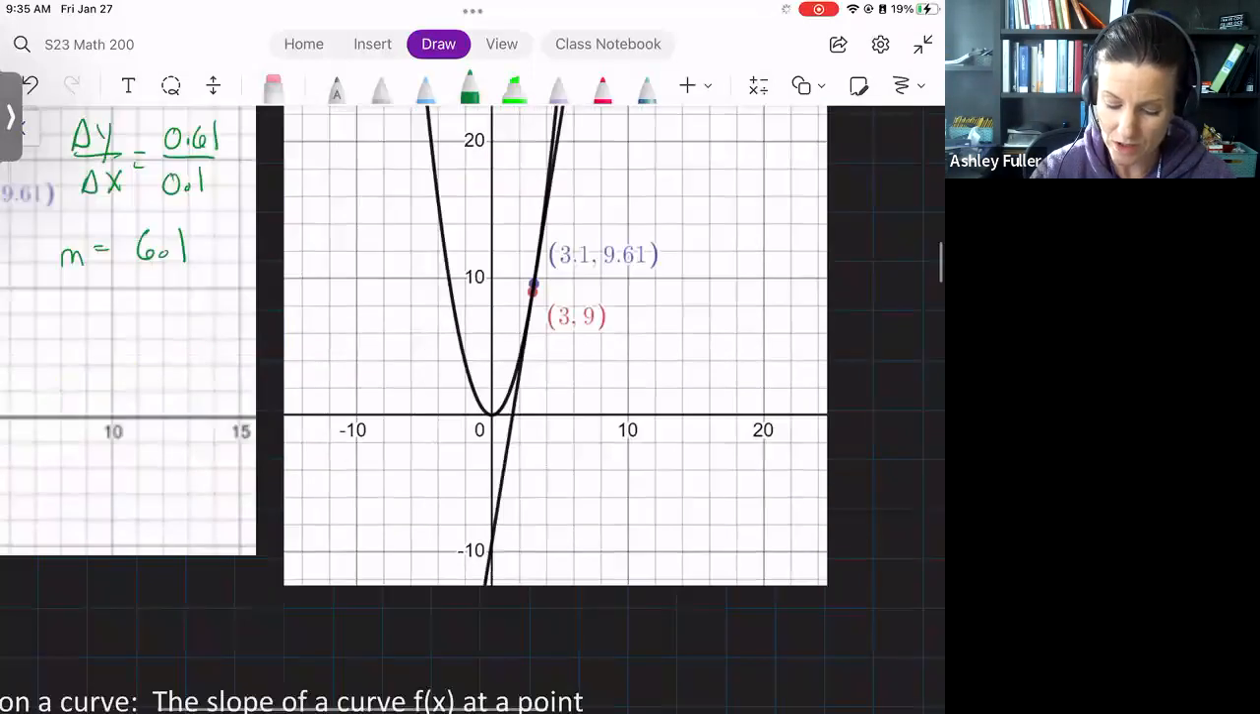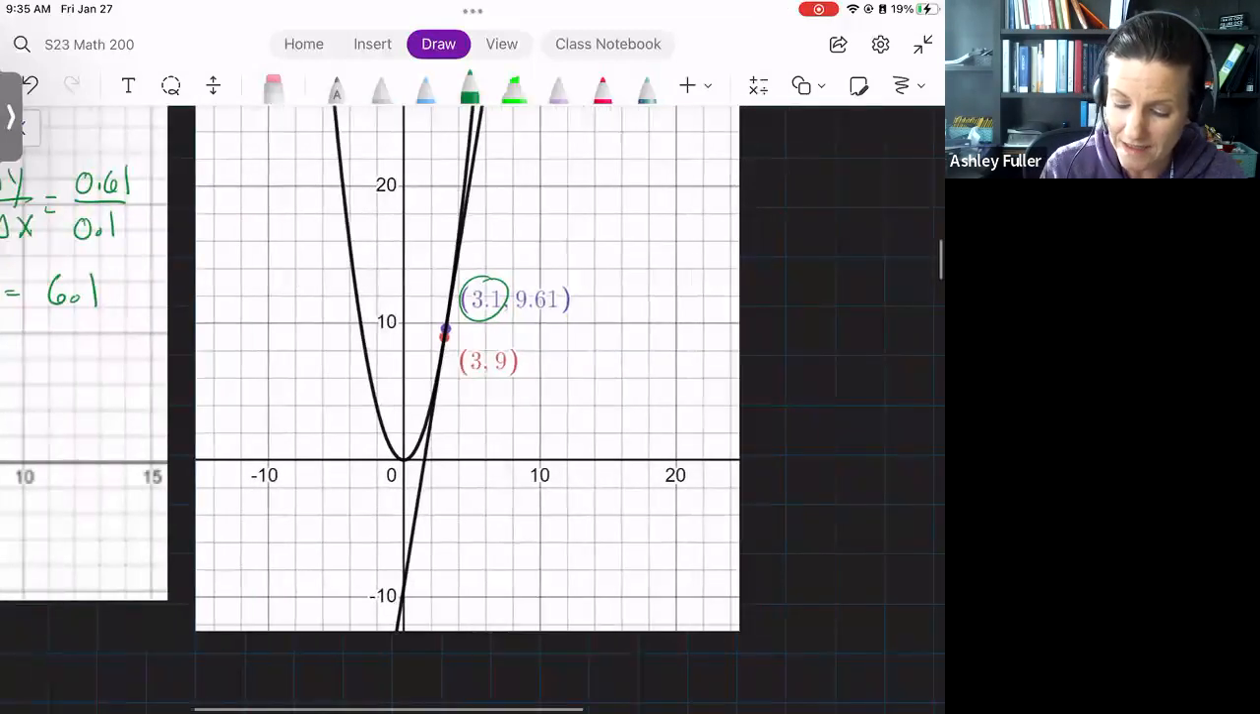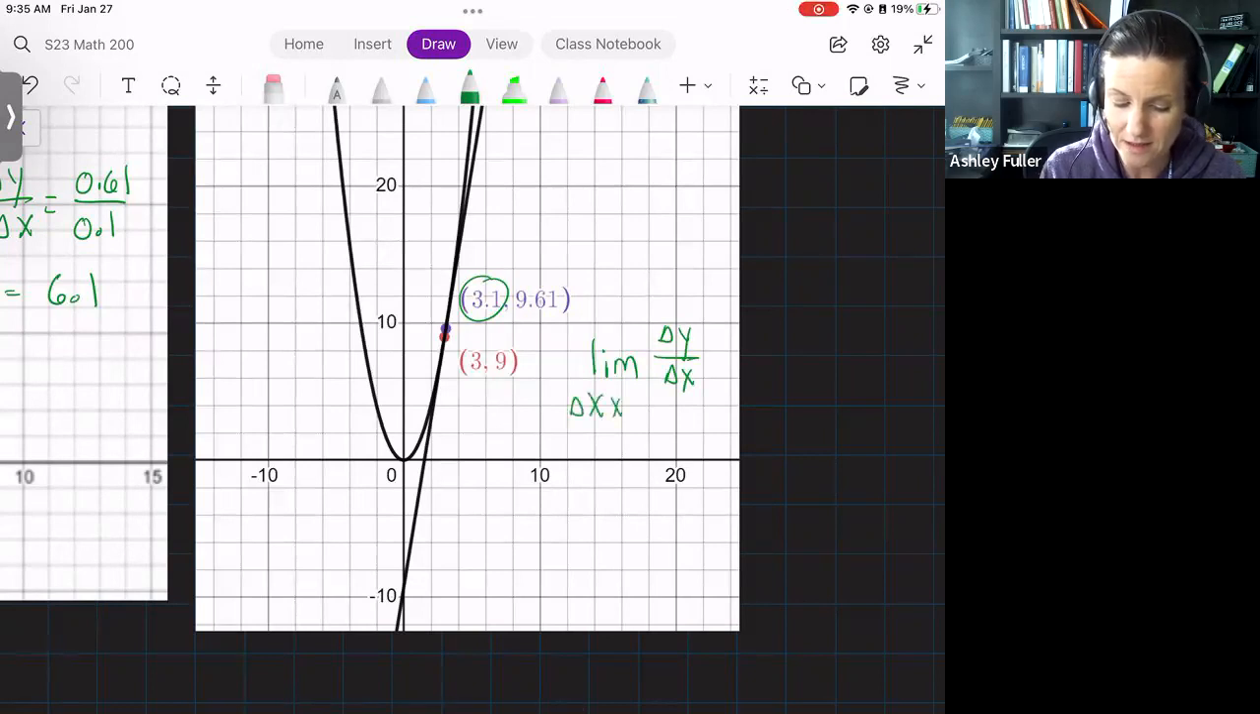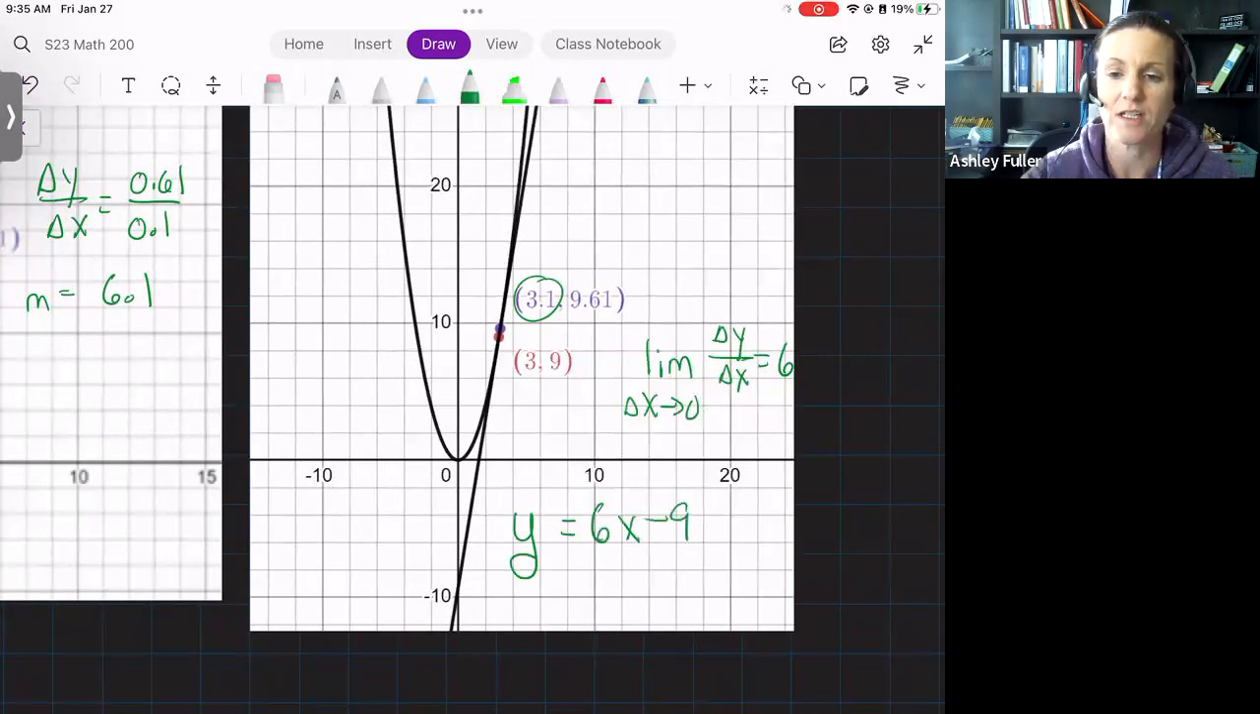We can continue to do this and get closer and closer, making this number closer and closer to 3. What we're going to soon find is that the limit of the change in y over the change in x, which is the slope of the secant line, as delta x approaches 0, in this case is going to get very, very close to 6. As it reaches 6, what we find is that the slope of the tangent line is indeed 6, and the tangent line equation can be written as 6x minus 9.